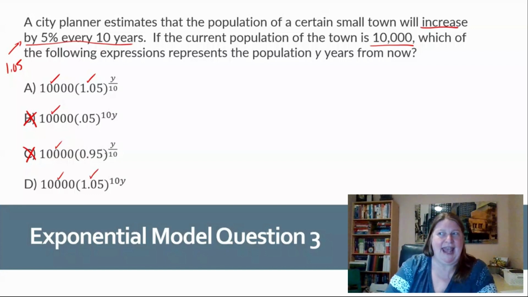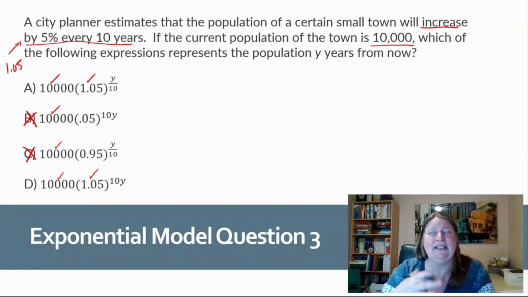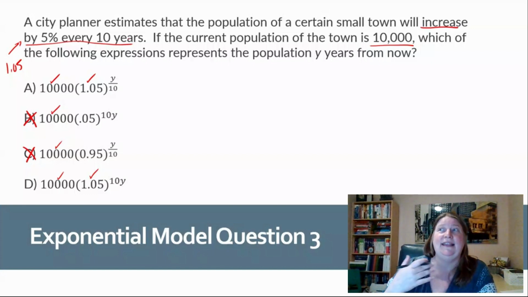All right, so I have it down to A and D, but now I have to deal with this every 10 years. If it increases by 5% every 10 years, that's slower than if it increased by 5% every year, right? So my exponent is not just the straight up y, it's going to be something smaller than that to slow down the growth. So it takes 10 years to get that first 5% increase. So we want A with the smaller exponent. That 10 in the denominator slows it down.